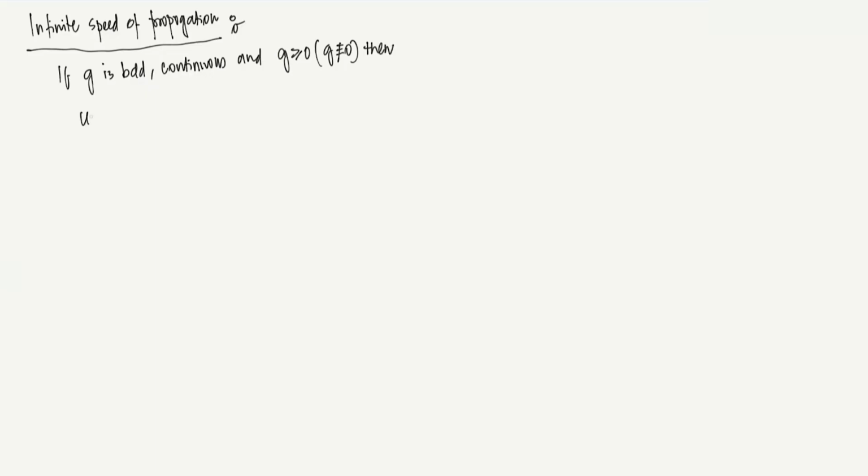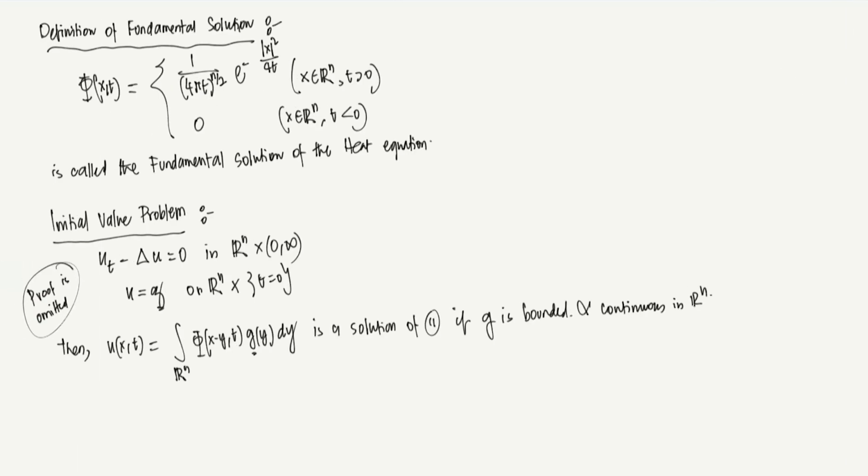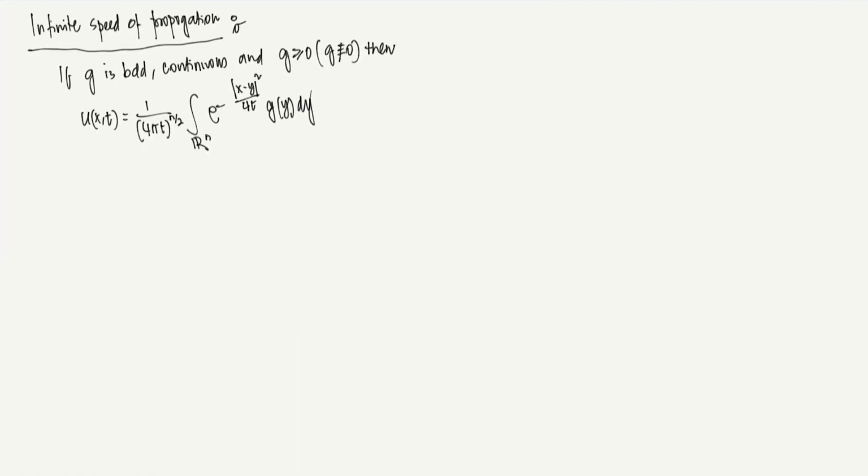then u of x,t equals 1 by (4 pi t) to the power n by 2, integral over Rn. We already know this, right? This is the fundamental solution, e to the power minus |x minus y| squared by 4t, g of y dy. Yeah, fundamental solution. Now you see, this is phi. I'm just writing it down.